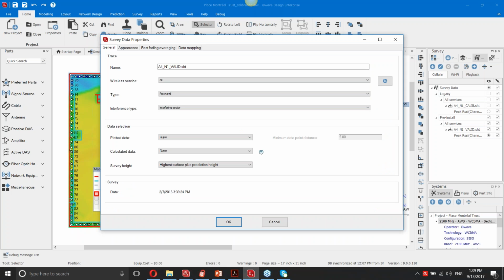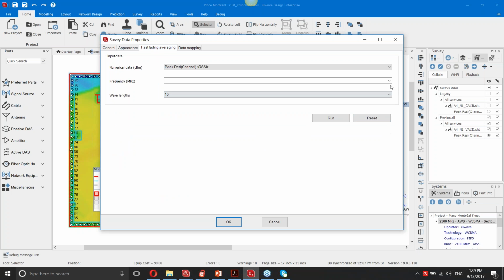So why am I doing this? Fast fading is multipath, and I don't want multipath. I want to remove the multipath from calibration, and the only thing that's going to stay in there is slow fading and a median path loss. Okay, so therefore I'm going to say the wireless services are going to be the one at 2100 megahertz, and I click on fast fading averaging removal and select that, and I'm going to do a run, and I say okay.